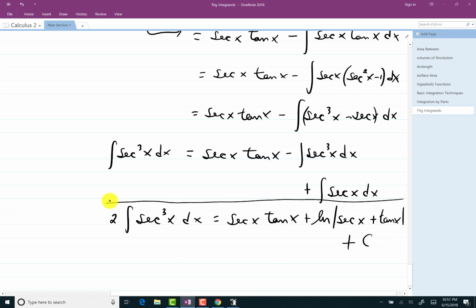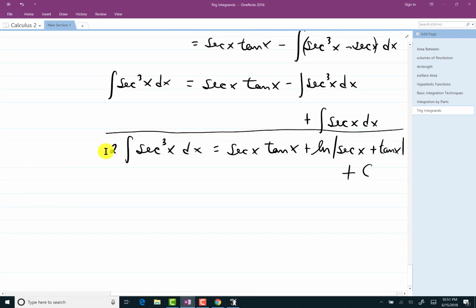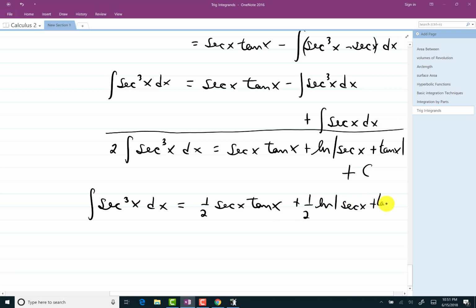I'm not quite finished. A little bit too quick. I should divide both sides by 2 before I call this quits. And this last piece, c over 2 is still c. The constant sort of sucks in all constants with it. So there's my answer.